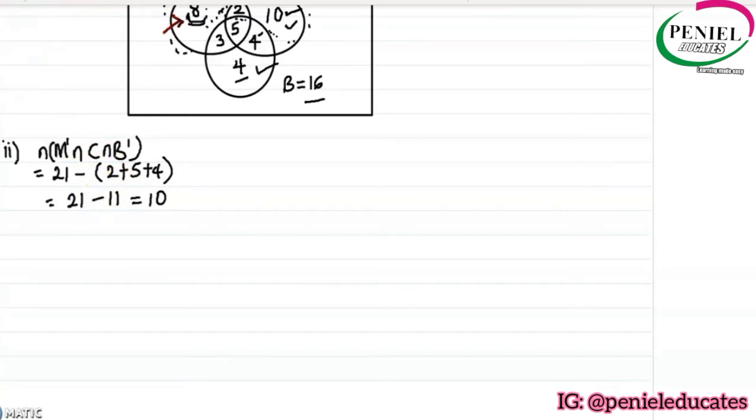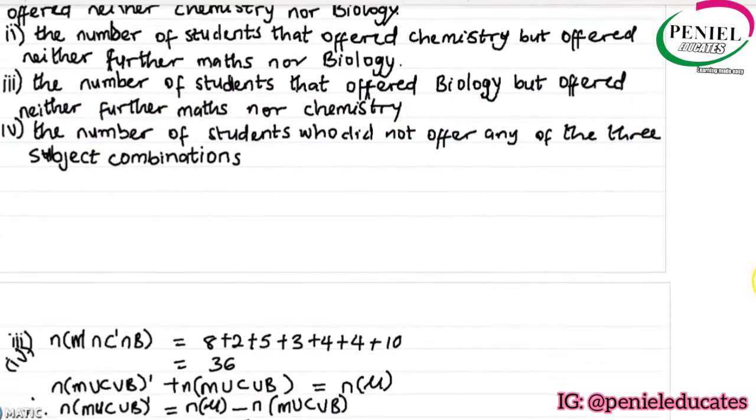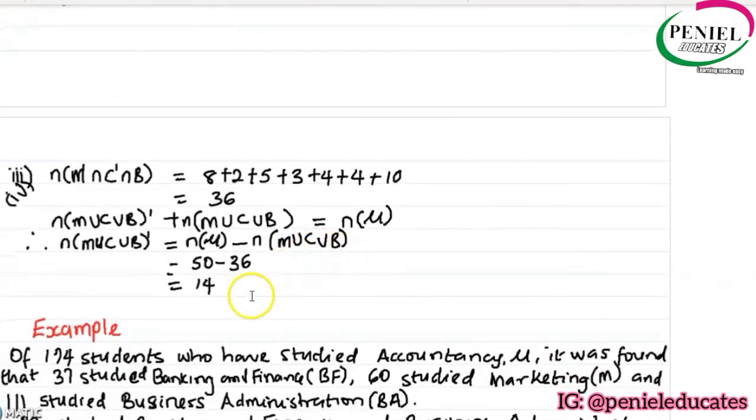So let us look at how we got the other one. We have number 2, the number of students that offered chemistry but offer neither further mathematics nor biology. That means that we are offering chemistry only. We also have number 3, the number of students that offered biology but offer neither further maths nor chemistry. So that's exactly what we did here. So that's how we got our number.